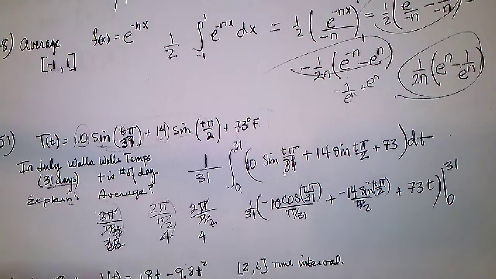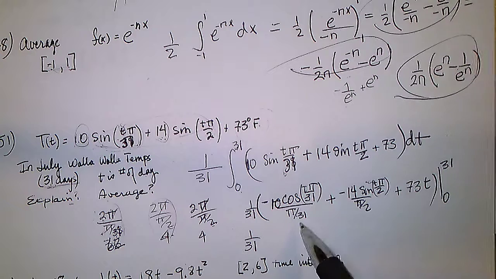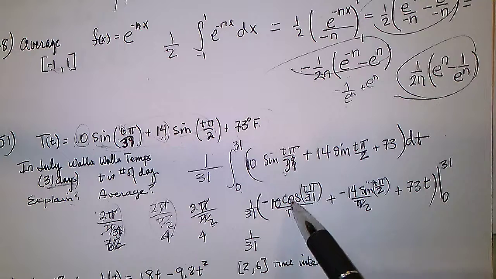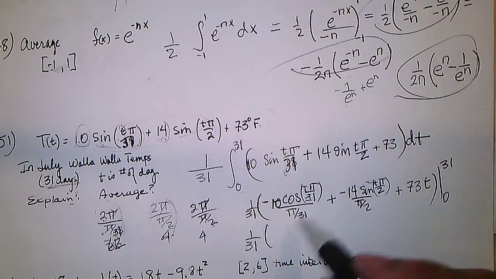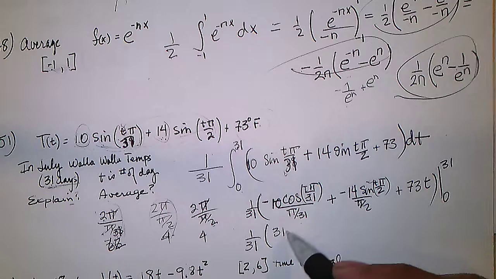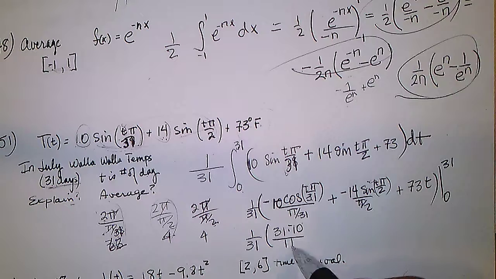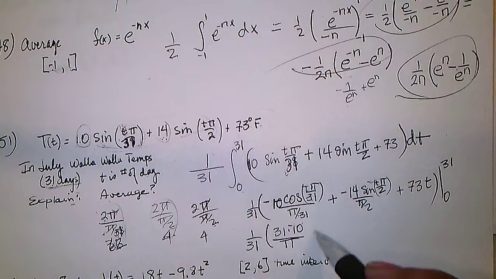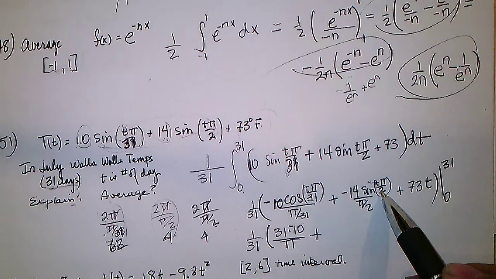Okay, let's see what happens here. 1 over 31. If we put 31 in here, we get 31 over 31, which is just pi. Cosine of pi is negative 1. So that'd be 10 over pi times 31. 31 times 10, negative 10 over pi. Plus, we put 31 in here. 31 divided by 2 is 31 halves.